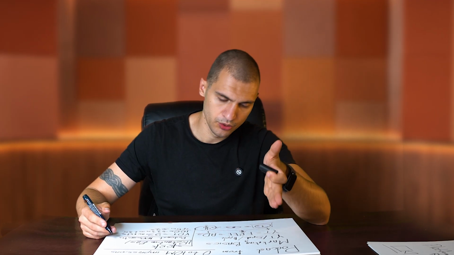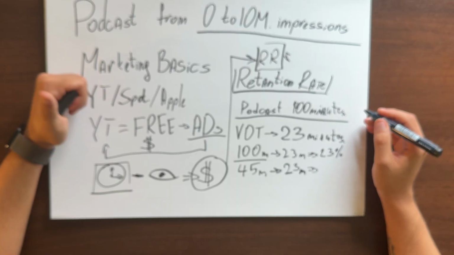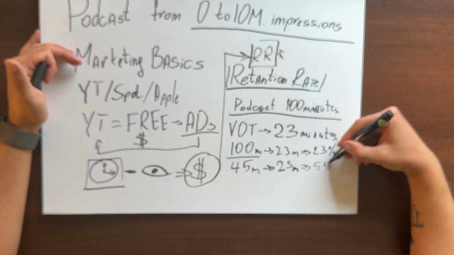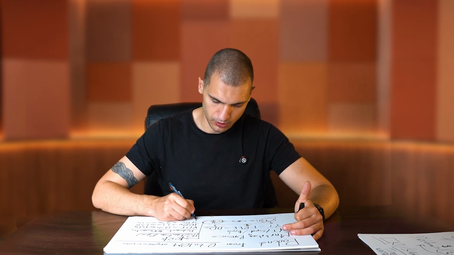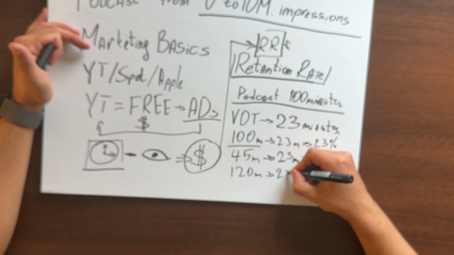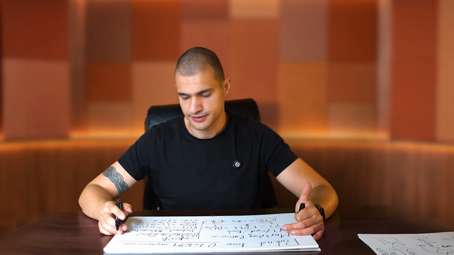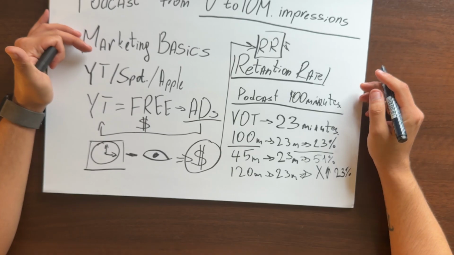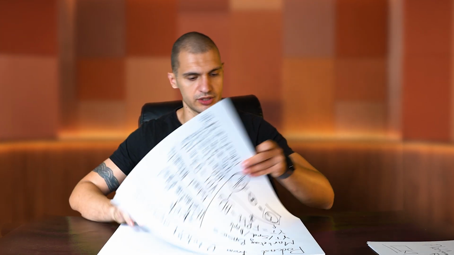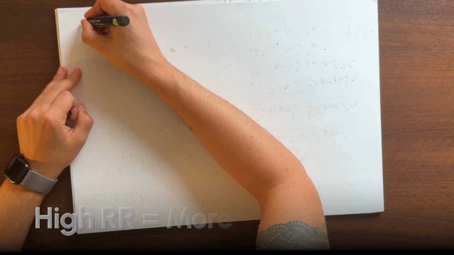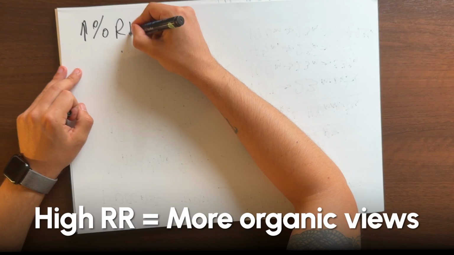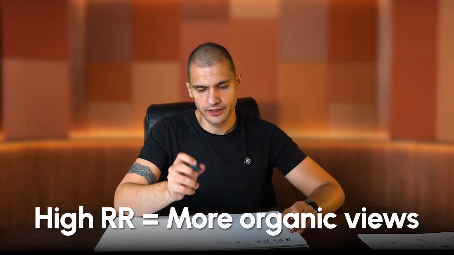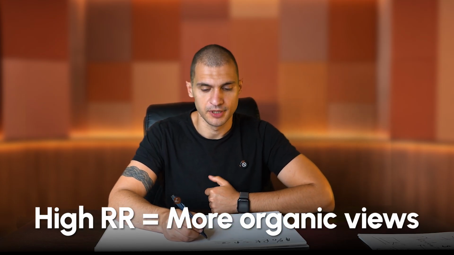On the other hand, let's say that you have uploaded a 45-minute podcast. And again, if we take the 23-minute average duration, this is mostly around 51% watch time. And again, if you upload 120 minutes for 23 minutes of view duration, how much is it? I have no idea, but it is far greater than the 23% over here for the 100 minutes. Why am I doing those calculations? What platforms are watching for is that the higher the retention rate percentage is, the higher the possibility that the platform promotes your video or your podcast, in this case, to more and more people organically.